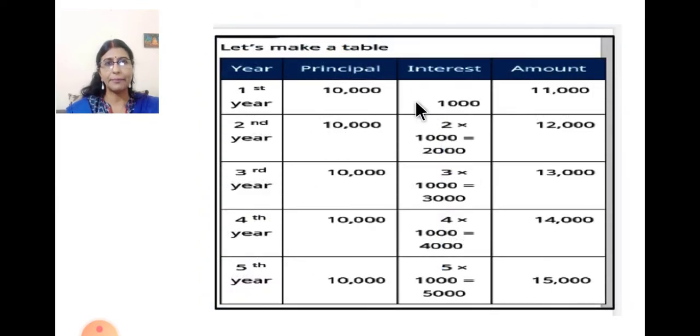Now if we make a table, this is the table. Here you can see these are the year, 5 years, and here principal. You can see everywhere principal is the same and interest is increasing. In the first year we have calculated 1,000, and the second year 2 into 1,000 will become 2,000. In the third year 3,000, and then 4,000, and then 5,000. And amount will be principal plus interest. So principal plus interest will be 11,000, and next year 12,000, then 13, then 14, and then 15,000. So this way amount will go on increasing.